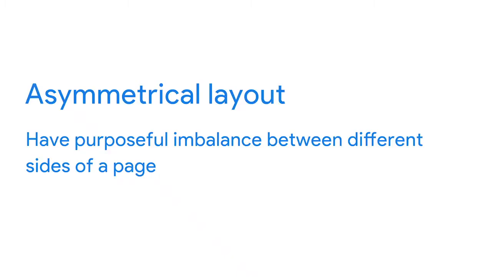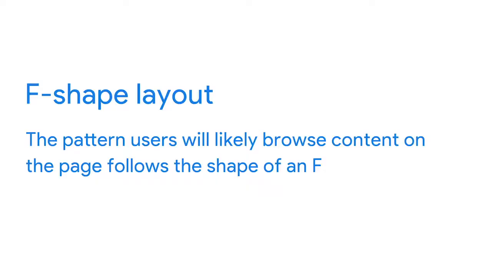All right, let's explore some more popular website layouts. Up next, asymmetrical layouts. Asymmetrical layouts have purposeful imbalance between different sides of a page. You may use an asymmetrical layout to place emphasis on certain parts of the page, such as images or headlines. Two common types of asymmetrical layouts are F-shape and Z-shape. These layouts get their names from the path that the user's eyes usually follow across the page. F-shape layouts mean that the pattern users will likely browse content on the page follows the shape of an F.